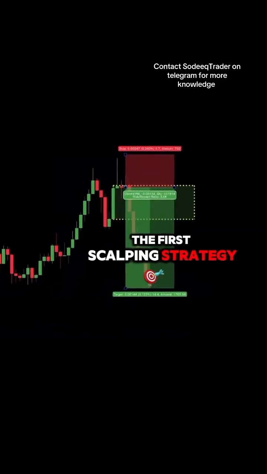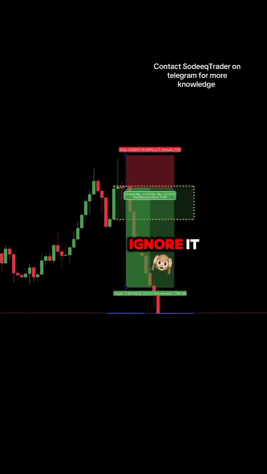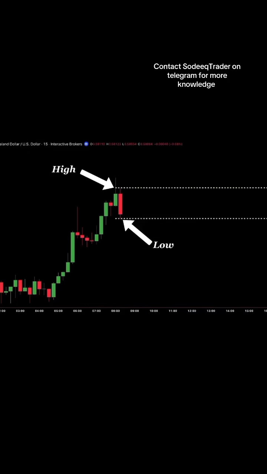The first scalping strategy takes less than 30 seconds to spot on the chart, but most traders completely ignore it. You open your 15-minute chart, you spot a single candle, and you draw its high and low. This creates a range. Now you simply wait and watch what happens next.